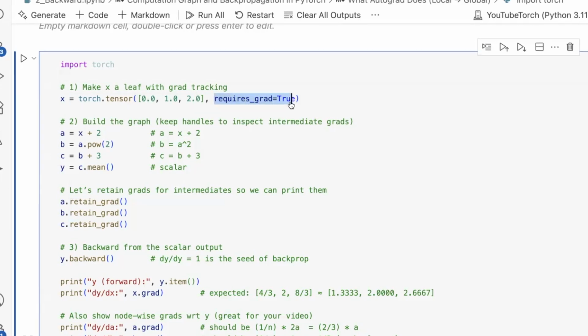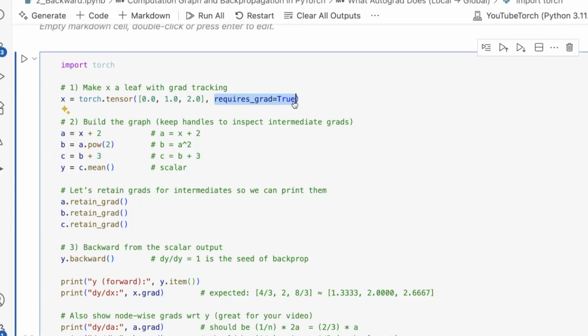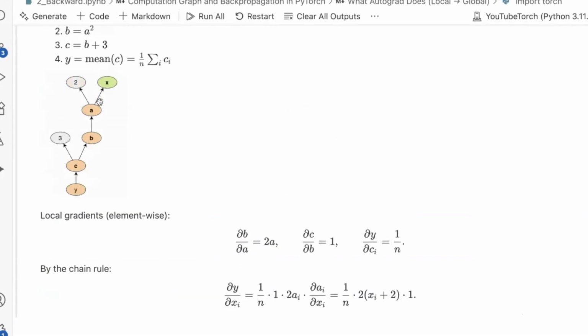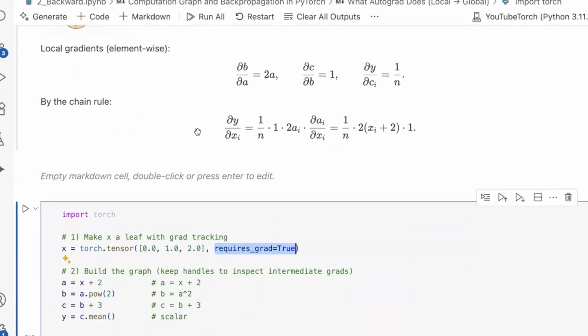But the main thing you have to do here is set requires_grad equals True, because we need to find the gradients of our output y with respect to x. It is extremely important to set this to True, so that PyTorch knows it has to follow all these operations performed on x.